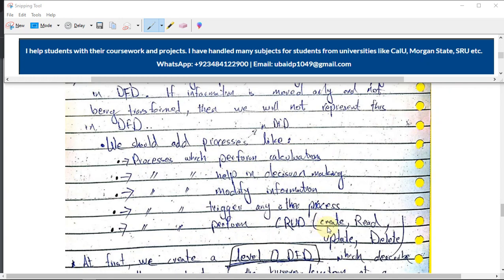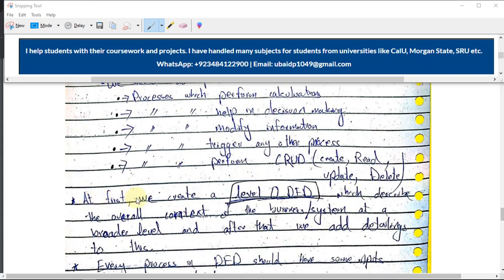So these are the main things which we should add in our DFD, and also the processes which perform CRUD, which is obviously create, read, update or delete, which are the basic functionalities of our system, right? We should add that also. So these are the things which you should add in your DFD. And if you are representing a variable which is not being used in the whole scenario, then why should you even add that in your DFD, right? That's the motive. Everything should have its function in the DFD.